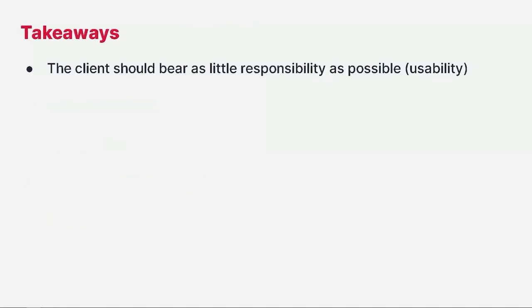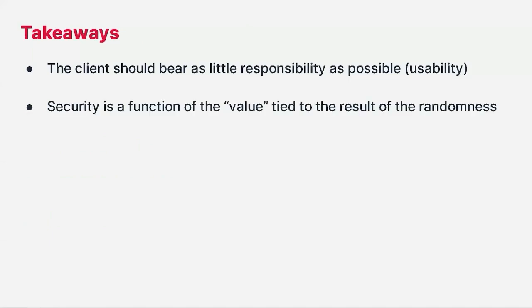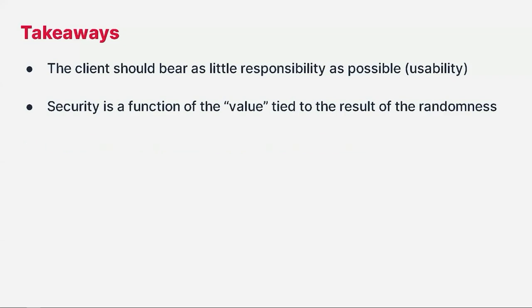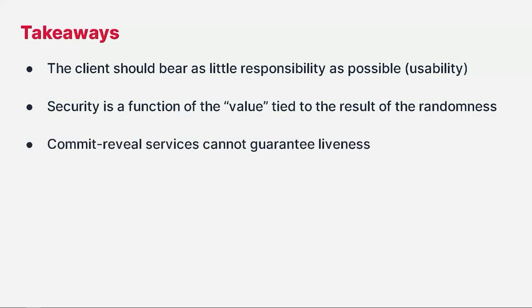And finally, callback args. So what are our takeaways? The client should bear as little responsibility as possible. That's usability. That other point we didn't get to. But basically, if someone wants to launch an attack to bias or predict your randomness, it's expensive. And if you only have $2 gambling on this, it's unlikely someone will actually want to try to waste their stake to try to bias a $2.